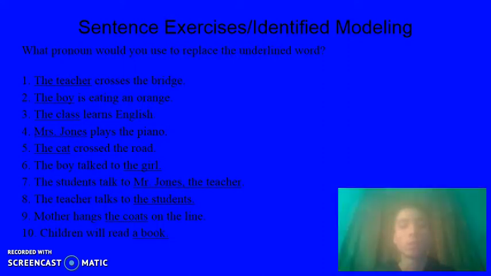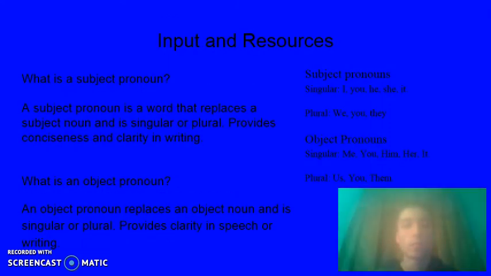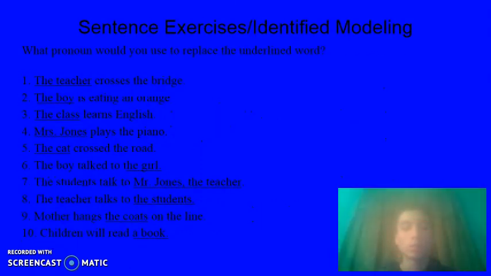Sentence number 6. The boy talked to the girl. Sentence number 7. The students talk to Mr. Jones, the teacher. Sentence number 8. The teacher talks to the students. Sentence number 9. Mother hangs the coats on the line. Sentence number 10. Children will read a book. So we can look back at the word bank of subject and object pronouns. Then we can look at the sentences.